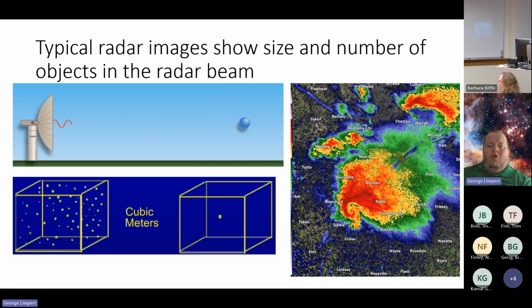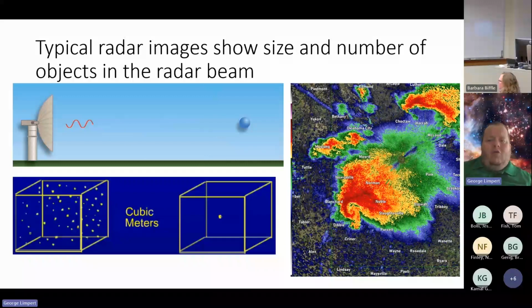Now, if you have larger objects that the radar beam is hitting, or you have more objects in the same volume, you're going to get larger values, more of the energy returned back to the radar. And that's what this image is showing on the right-hand side. So you get an idea of the precipitation intensity, perhaps some hail in the core of the storm, from looking at this radar image.